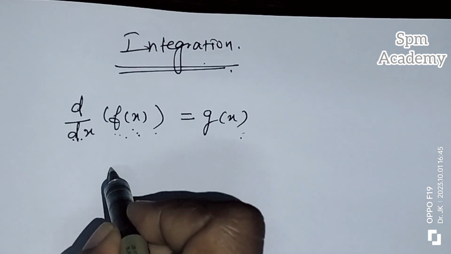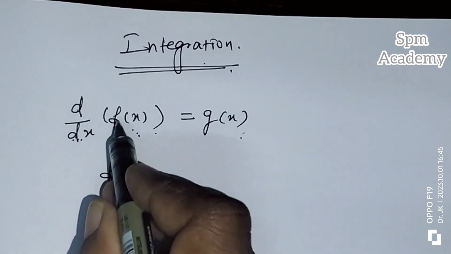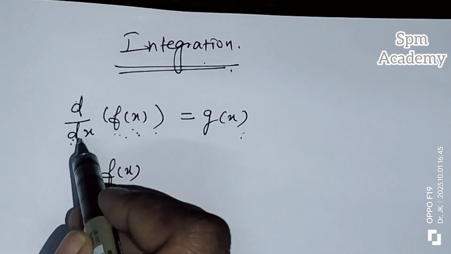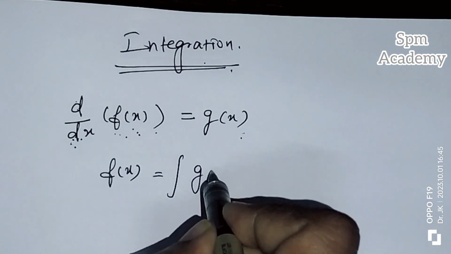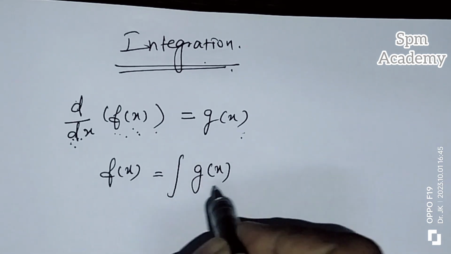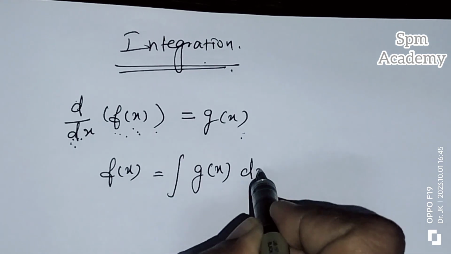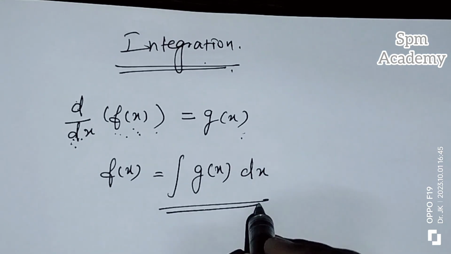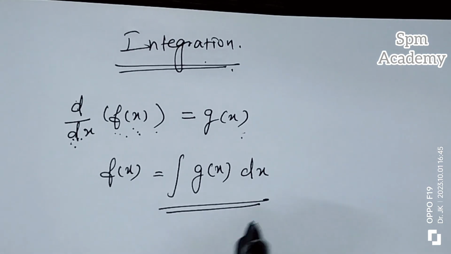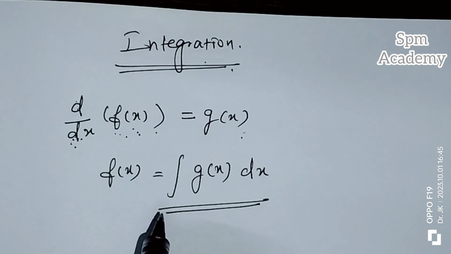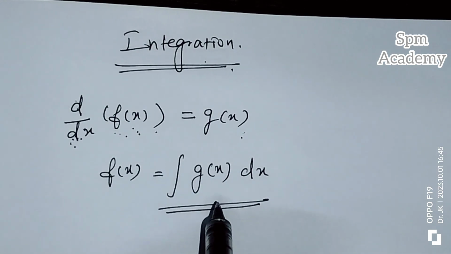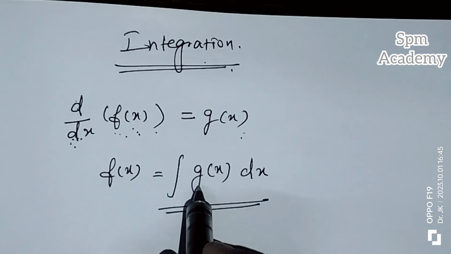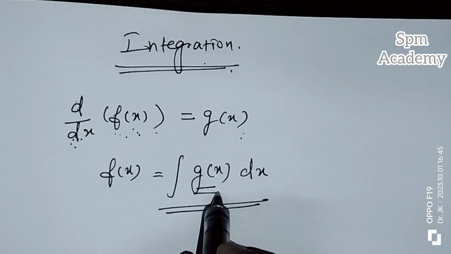If we need f of x from that, where here it is differentiation, that will be integration. So that will be the integral of g of x into dx. This is called an indefinite integration. The integral of the function g of x is with respect to x.